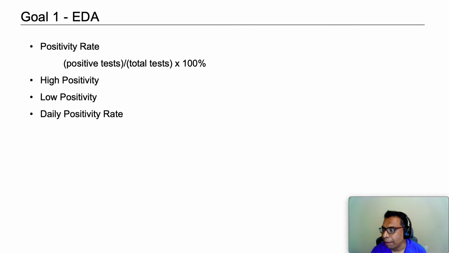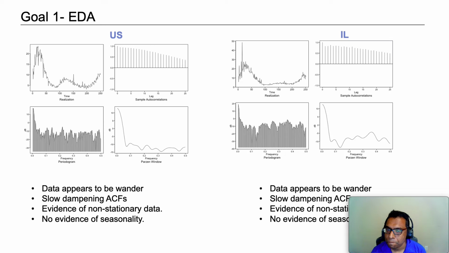A quick recap on positivity rate, which is widely used in decision making. It's the percentage of all the tests performed that are actually positive. High positivity suggests high transmission and likely more people not being tested. Low positivity simply means that the level of transmission is low relative to the amount of testing done at that point of time. So for this study, daily positivity rate would be a good statistic that represents the severity of the pandemic. While we plotted the data, we saw a non-stationary behavior for both US and Illinois data.